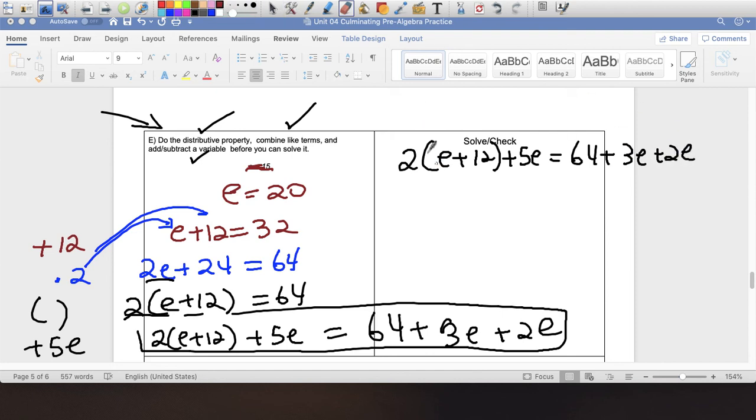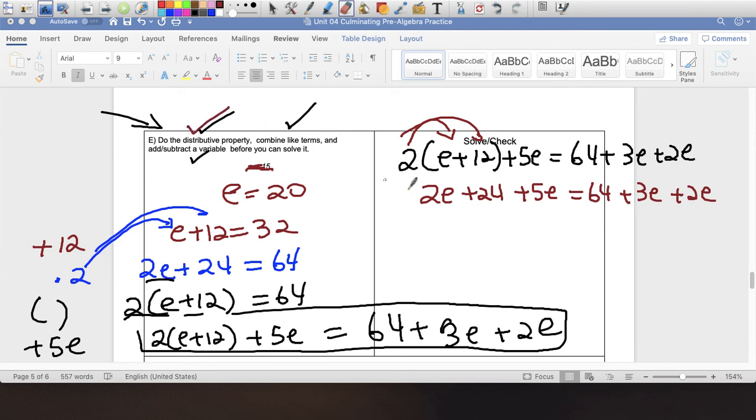Step 1, do the distributive property. Well, let's do that. 2E plus 24 plus 5E equals 64 plus 3E plus 2E. So I did the distributive property. Check. Is there combined like terms? Yes, there is. There's a lot of combined like terms. So on the left side, I can combine the 2E and the 5E, which is 7E plus 24. On the right side, I can combine this too, right? I get 64 plus 5E.